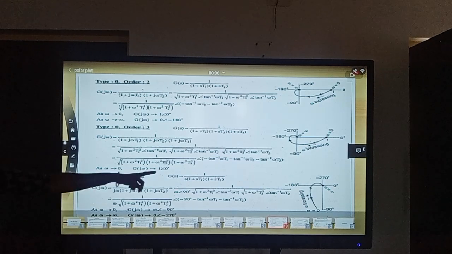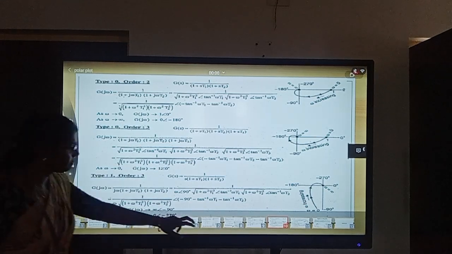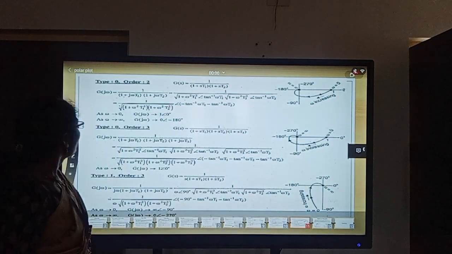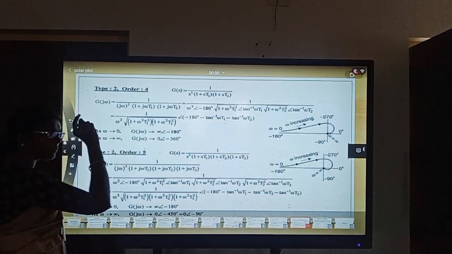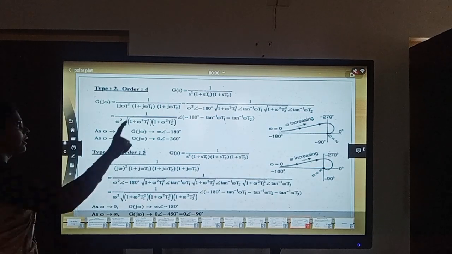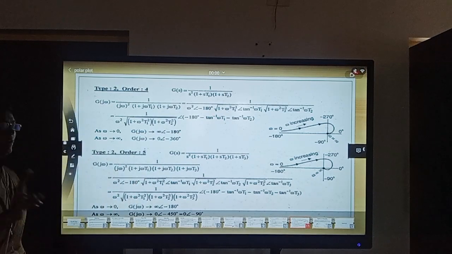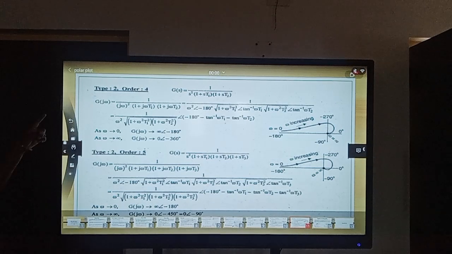Next is type 1 order 3. The graph will be like this, from 0 to minus 90 degrees, this side. Next is type 2 order 4. Type 2 order 4 means s squared. Without multiplying the s inside, it is type 2, so s squared means type 2. If I multiply the s, it will become s power 4, so the order is 4.